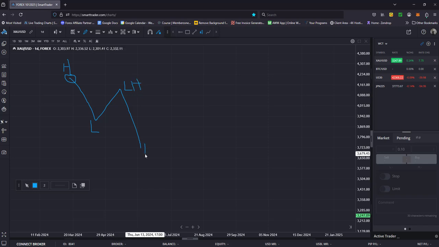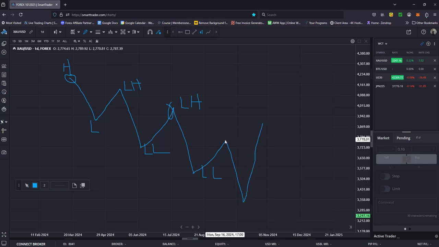This area here becomes a lower low. We would correct and then fall, making a new lower high and a new lower low. And once the market continues doing this, we would stay in a downtrend until we reverse and actually come up.